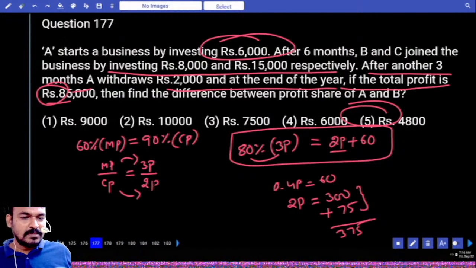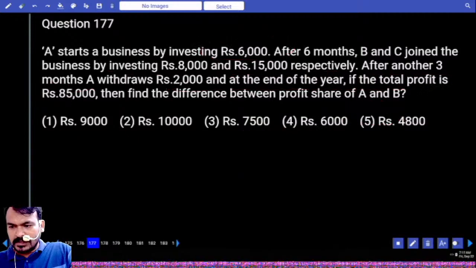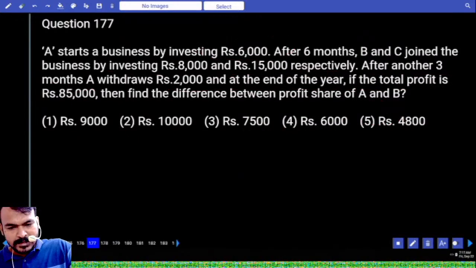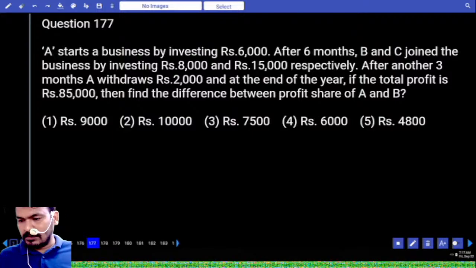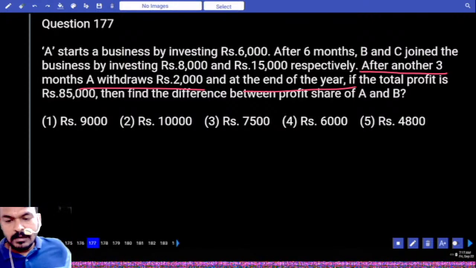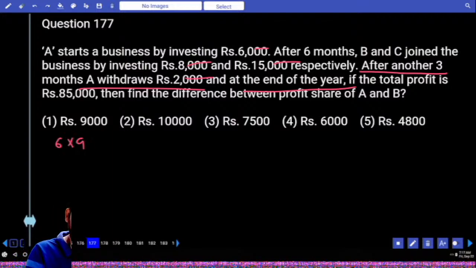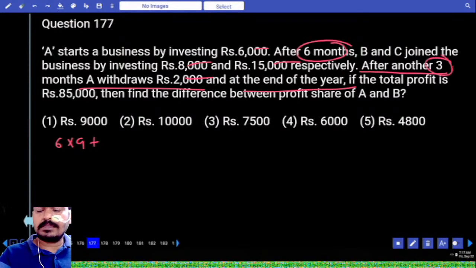Next question number 177. A started a business by investing 6,000. After 6 months, B and C joined the business by investing 8,000 and 15,000 respectively. After another 3 months, A withdrew 2,000 at the end of the year. First, in all the cases 3 zeros are common. First one invested 6 for how many months? 9 months. First 6 months, next another 3 months, total 9 months. Out of 6, 2 withdrawn. What is the remaining? 4.